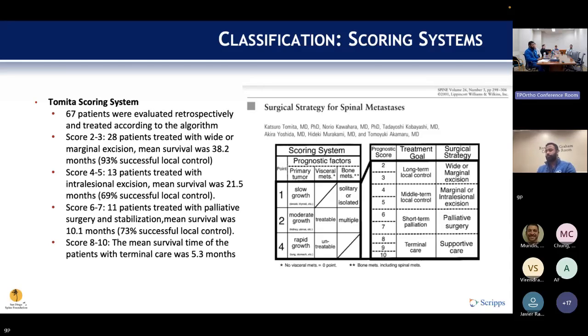Tomita, in addition to his classification for the anatomic location that we looked at, also developed a scoring system. This scoring system, in addition to being prognostic, attempted to assist in surgical planning and what you should do. They looked at 67 patients retrospectively that they treated according to this algorithm. You can see here on the right, the scores, as they increase, have a more aggressive nature, and the treatments follow as such with their algorithm. They had good success in terms of their goals and treatment for each level of involvement in each score, but obviously, as your score goes up, your mean survival time goes down in an inverse relationship.